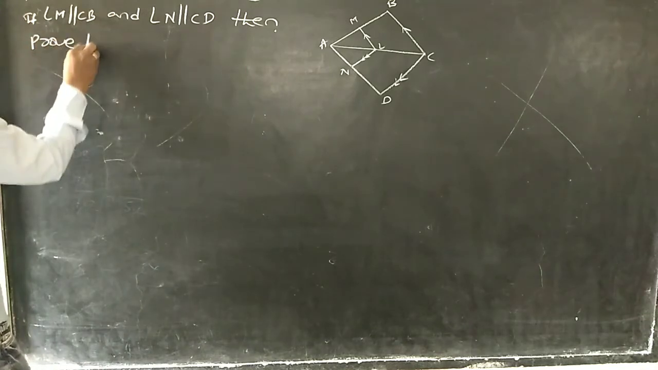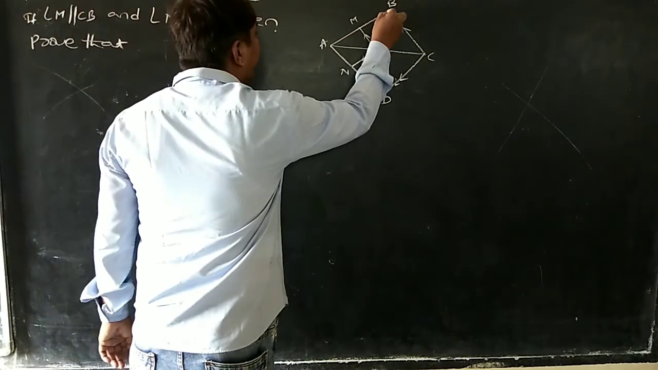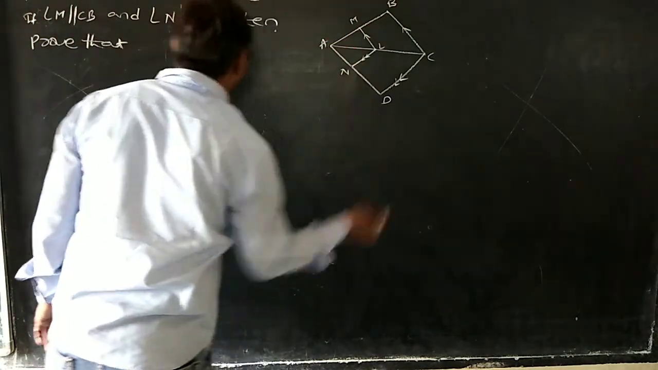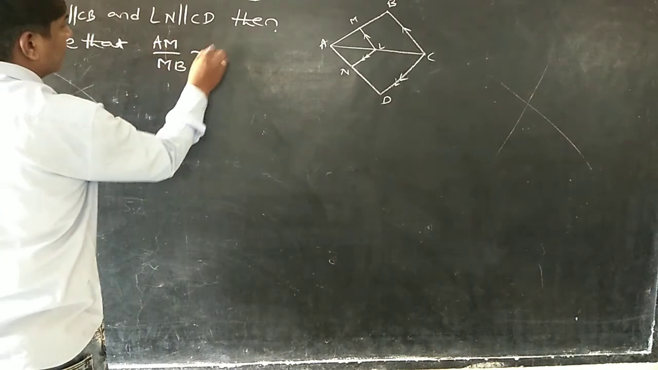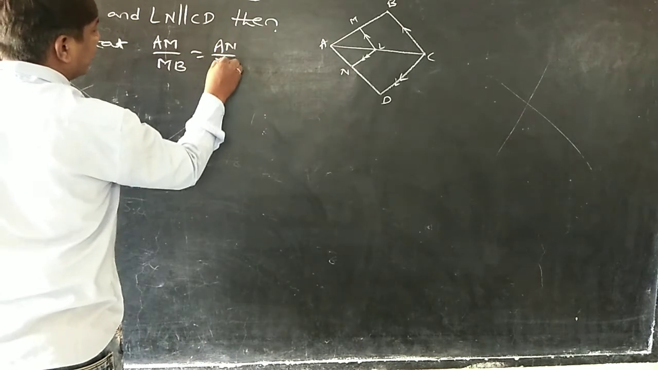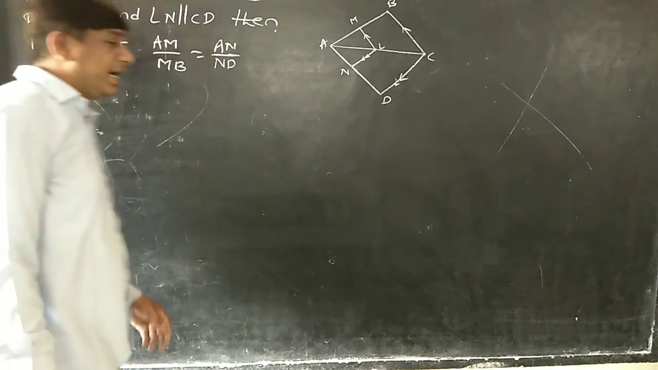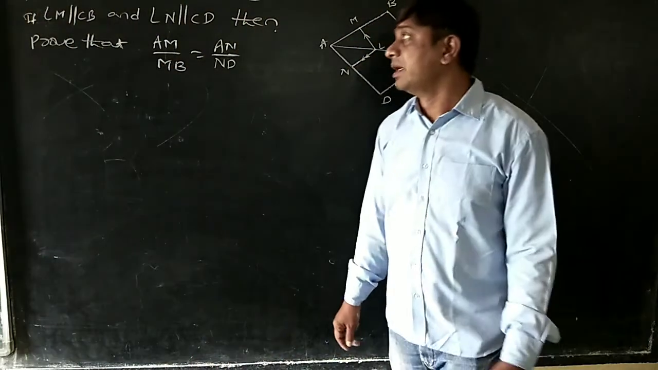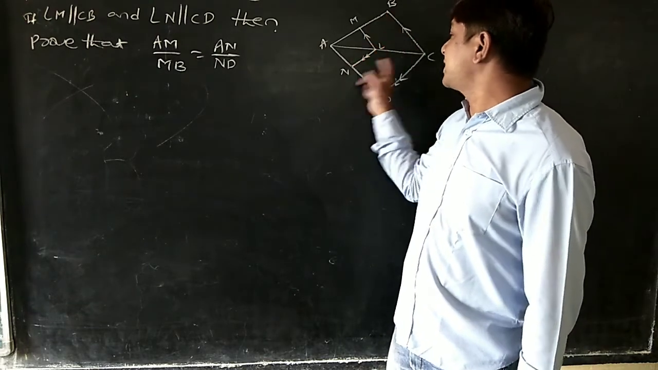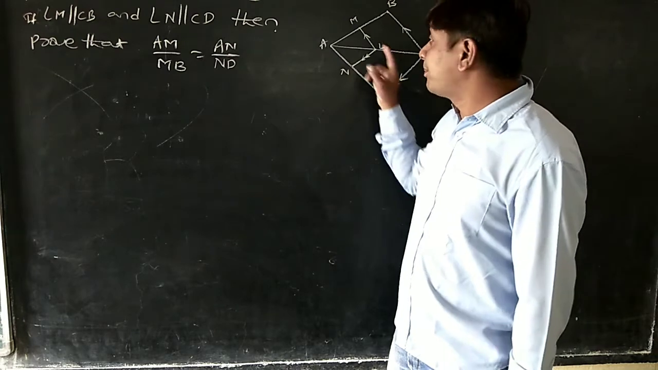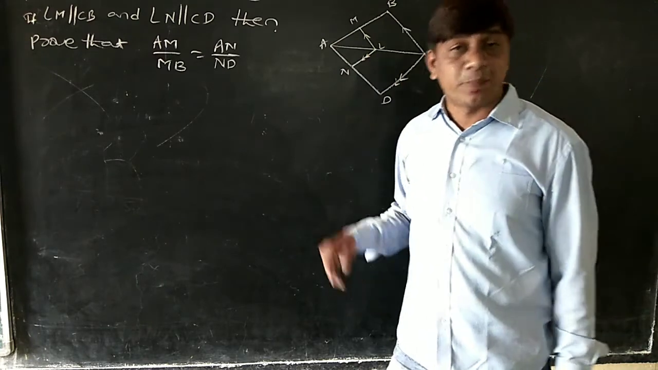prove that AM by MD is equal to AN by ND. Listen to me now carefully. In the adjacent figure, LM is parallel to CB, LN is parallel to CD. Then prove that AM by MD is equal to AN by ND. We have to prove it.